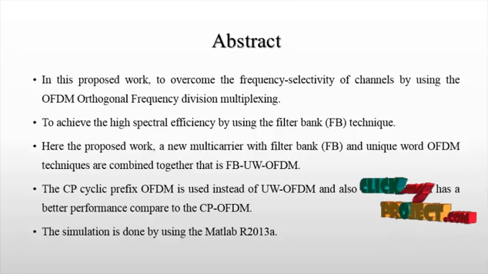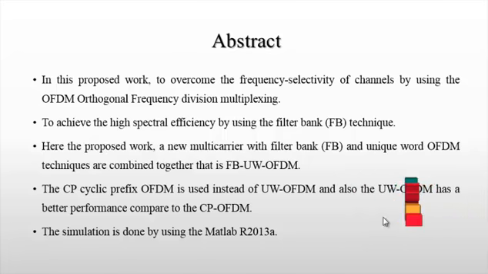In this proposed work, to overcome frequency selective channels, OFDM, orthogonal frequency division multiplexing, is used, and to achieve high spectral efficiency the filter bank technique, FB, is used. In the proposed work, a new multi-carrier scheme with filter bank, FB, and unique word OFDM techniques are combined together, that is FB UW OFDM. Cyclic prefix, CP, OFDM is replaced by unique word OFDM, and UW OFDM has better performance compared to cyclic prefix OFDM. Overall, the simulation is done using MATLAB.